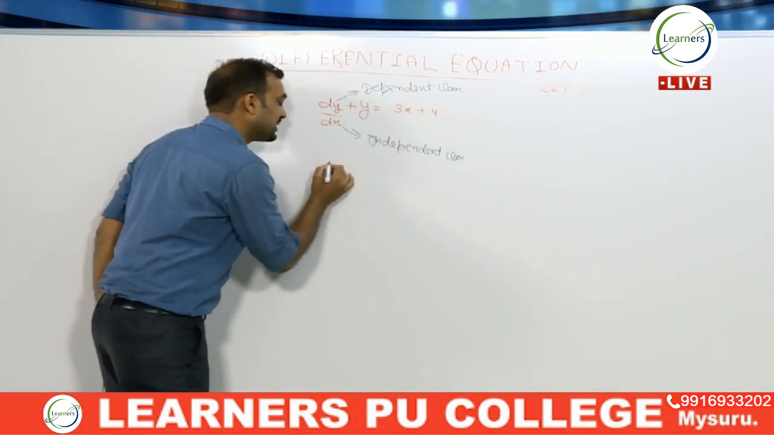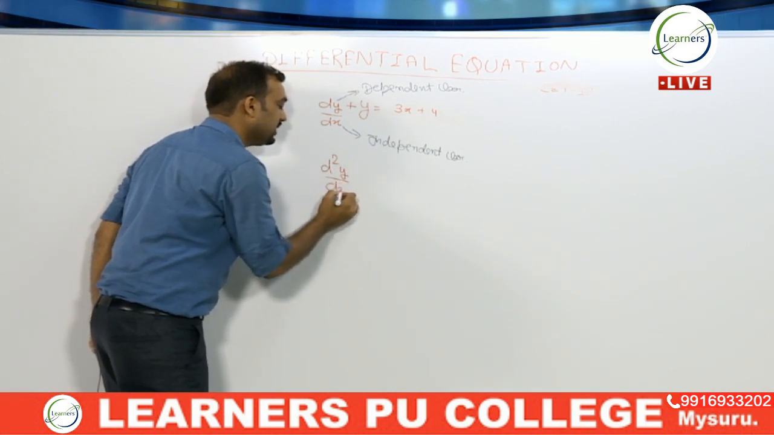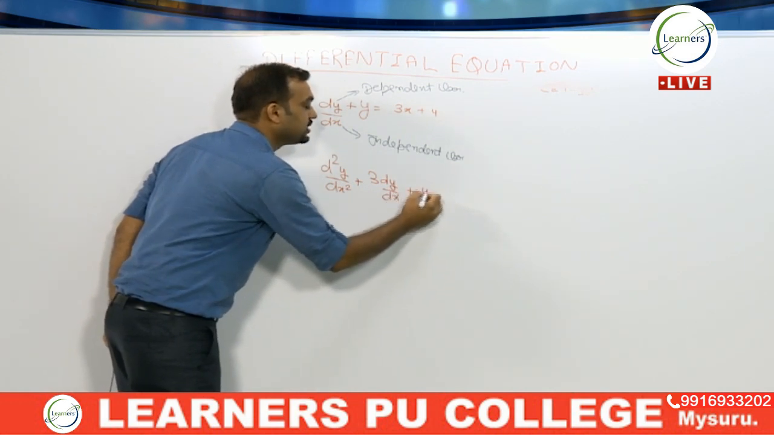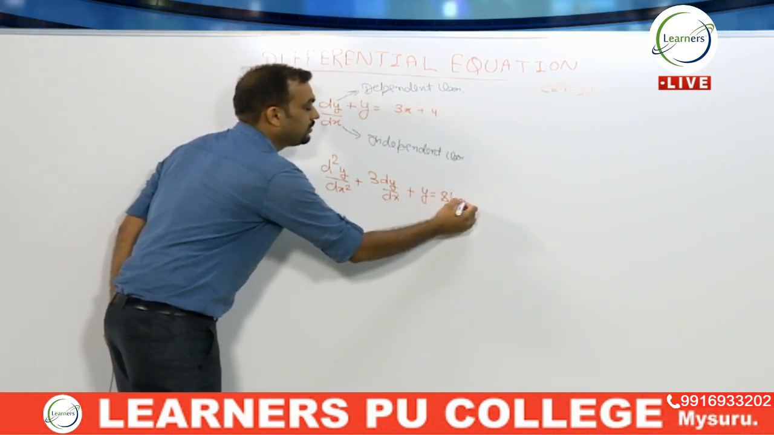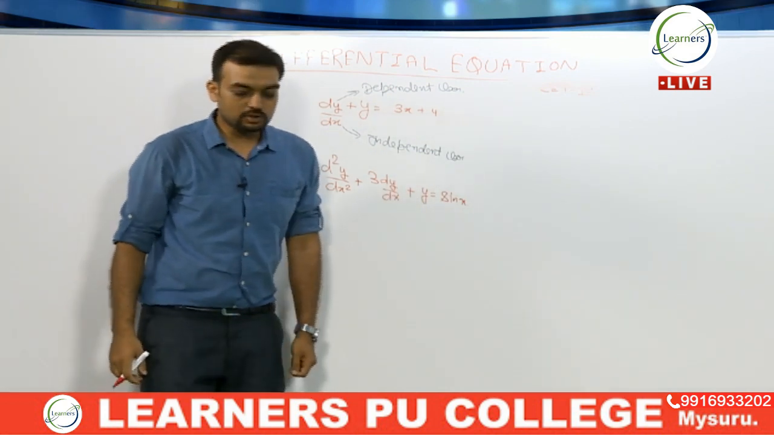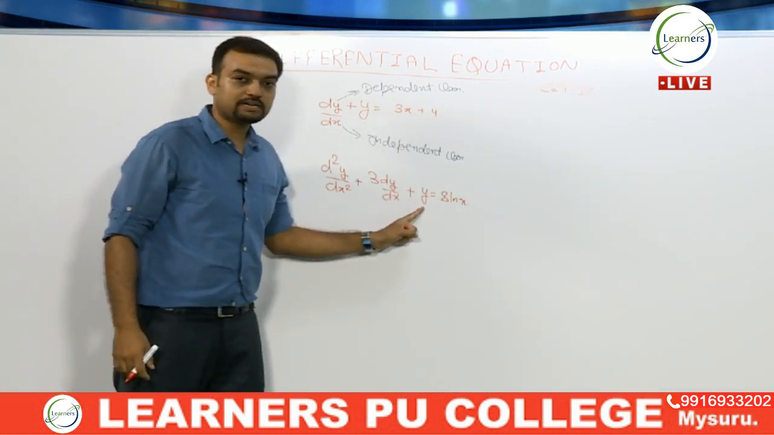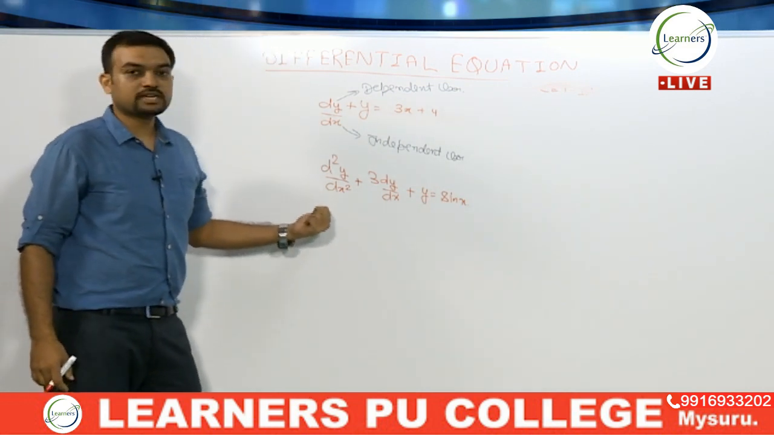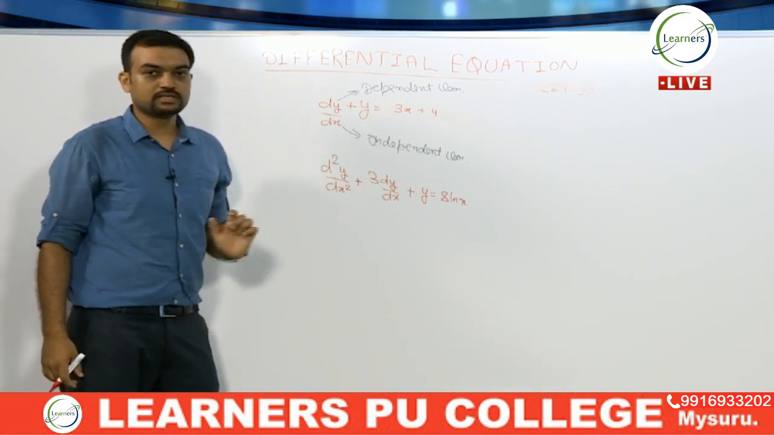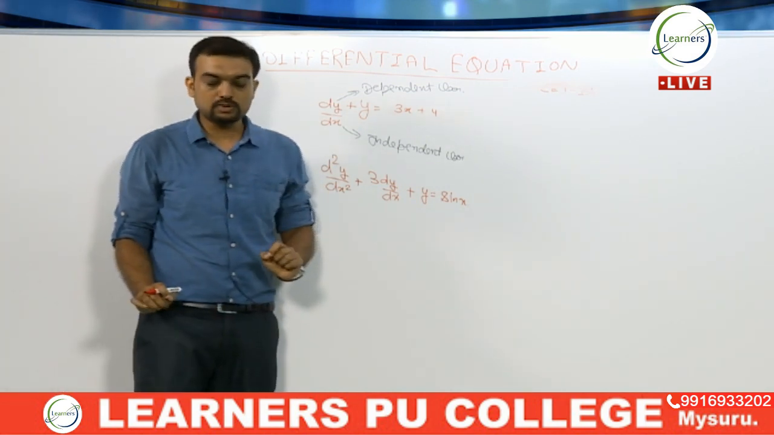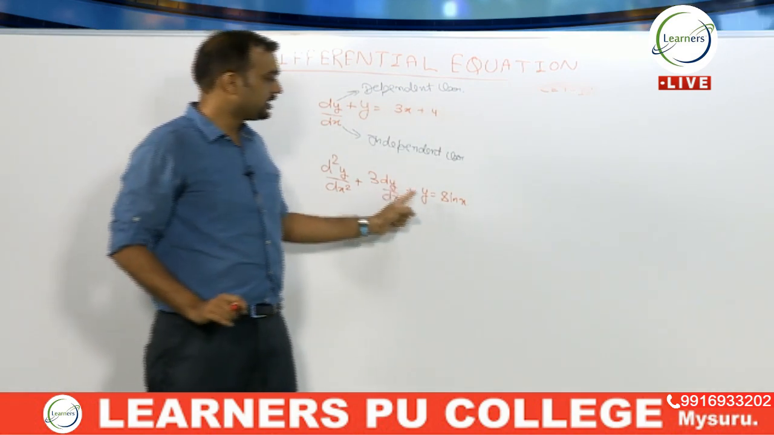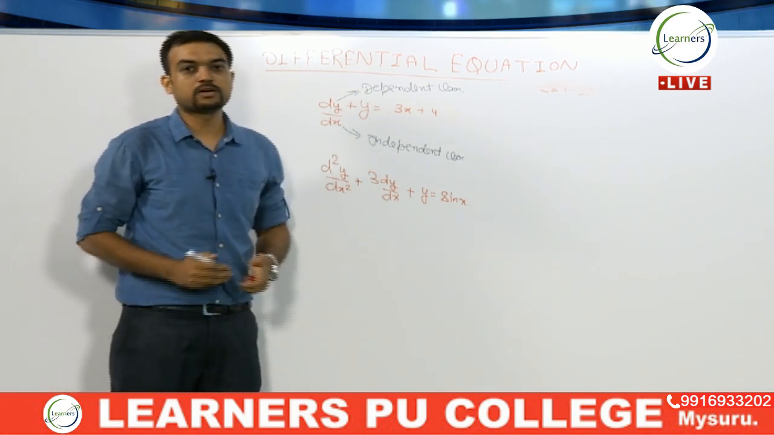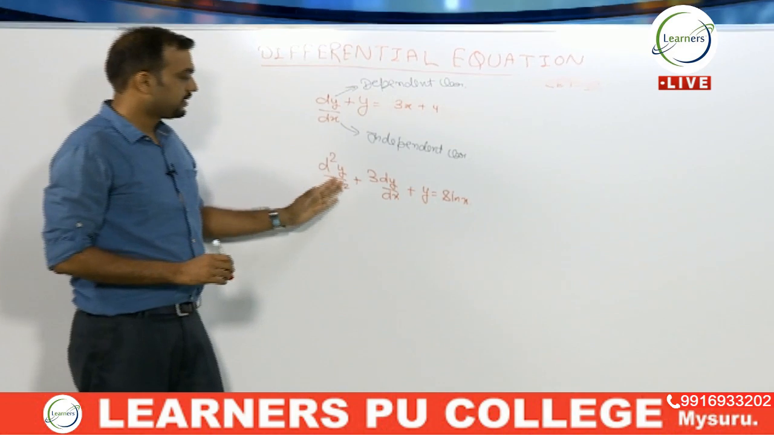For example, d square y upon dx square plus 3 dy upon dx plus y is equal to sin x. Is this a differential equation? Yes, this is also a differential equation. It contains dependent variable y, independent variable x and at least one derivative of the dependent variable with respect to the independent variable. So the simple definition: an equation which contains dependent variable, independent variable and at least one derivative of the dependent variable with respect to the independent variable is called a differential equation.